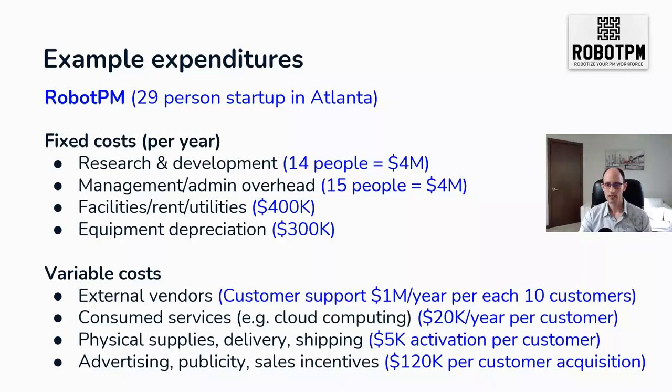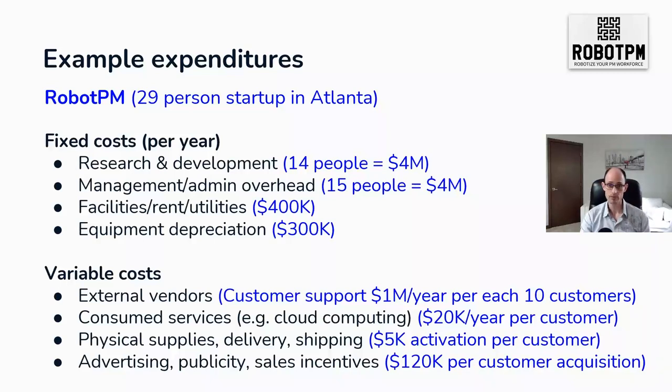Let me start by telling you that my imaginary startup, Robot PM, is based in Atlanta and they have 29 employees. Their R&D team costs $4 million a year, or an average of less than $300,000 per R&D employee. This is a payroll cost, or what it costs the business to employ this workforce. It includes various business taxes, insurance policies, pension plans, paid leave, bonuses, and so on and so forth. Now, as a PM, I highly recommend that you find out what this number is for your R&D team. Usually, the financial analyst that works with your department will have a nice round number that they use to approximate the payroll cost per employee.